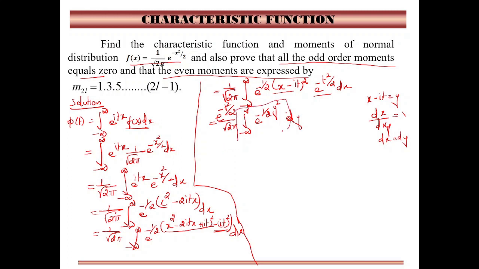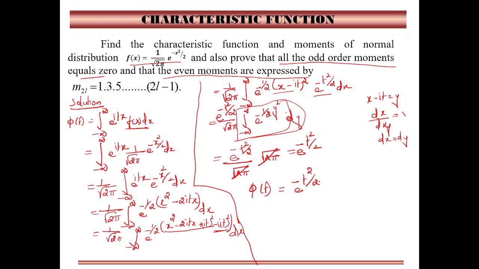So this integral is root 2 pi. Therefore, e power minus t squared by 2 root 2 pi into root 2 pi. This is equal to e power minus t squared by 2. Therefore, the characteristic function of the normal distribution is e power minus t squared by 2.